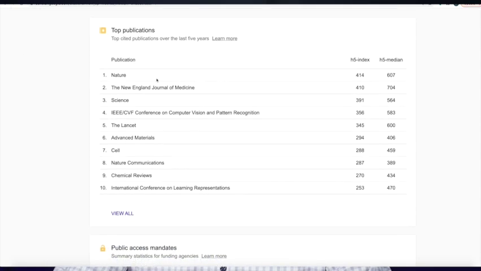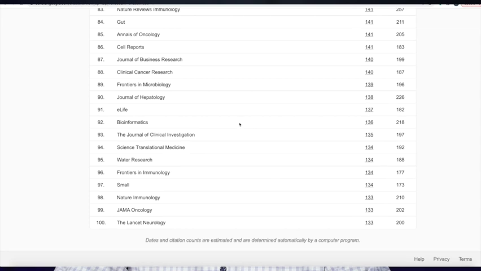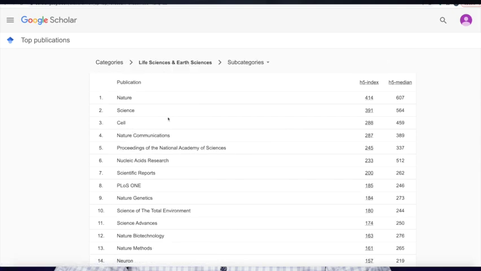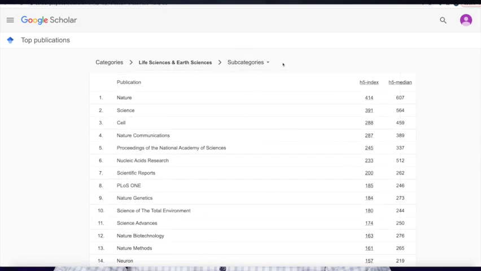So if we click View All, then you see that it expands the list to the top 100. And also you can go in and look at different categories. And each of those categories has subcategories, so you can really dig into that more deeply. But basically you see on this list the H5 index and the H5 median.